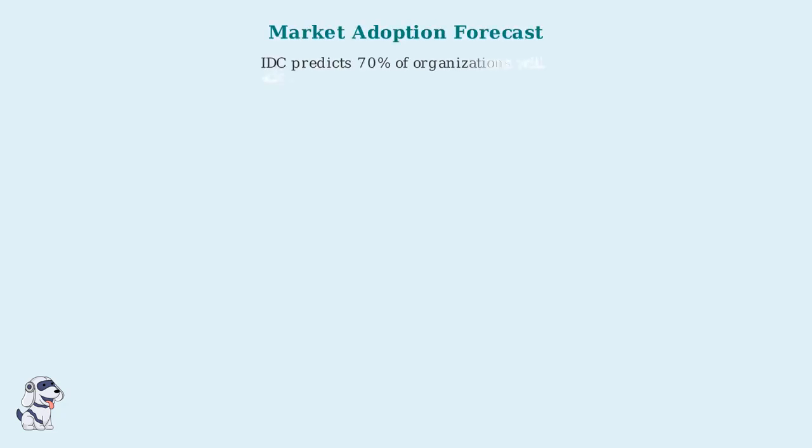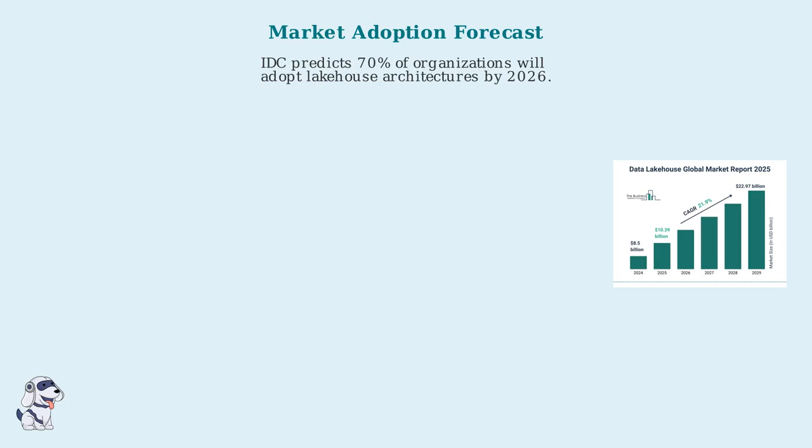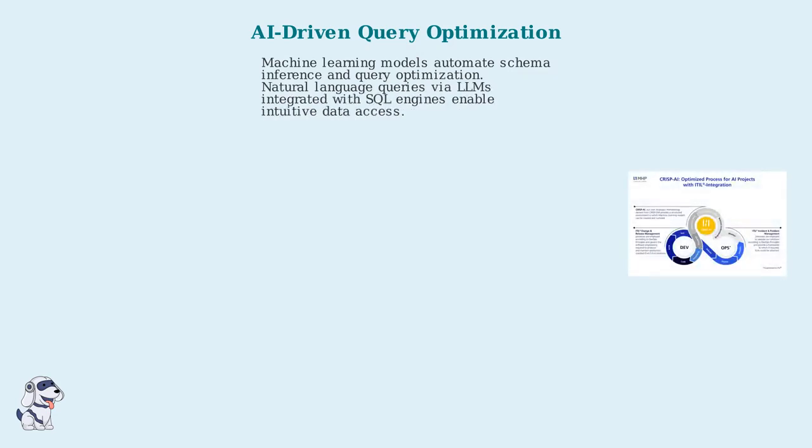According to IDC, this shift is accelerating rapidly. By 2026, 70% of organizations are expected to adopt lakehouse architectures, driven by the need for unified data management and cost-effective analytics. AI is transforming how we query nested data.